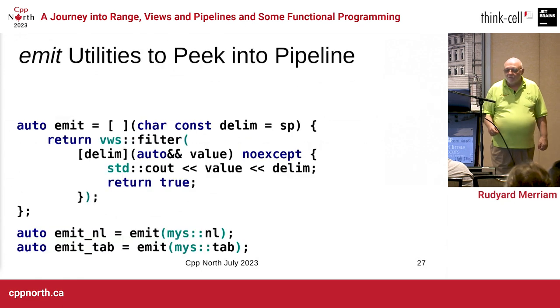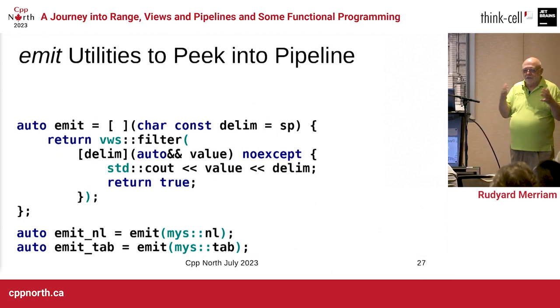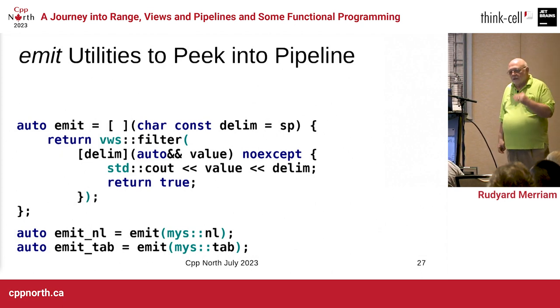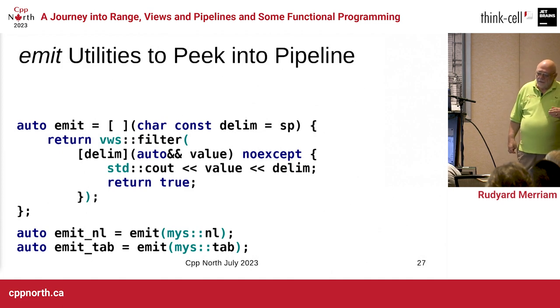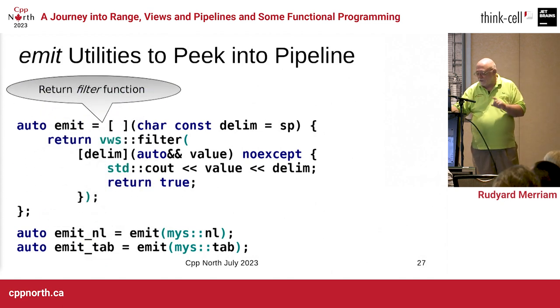The emit utility, I think it's interesting to see what I did here for your own purposes long term, not necessarily that these are great things to use. So emit is a lambda. And it returns a filter. Filter here has a lambda, which takes the delimiter that's passed in, does the output with the delimiter, and returns true to say, okay, keep this value. As I said, it returns the filter function.